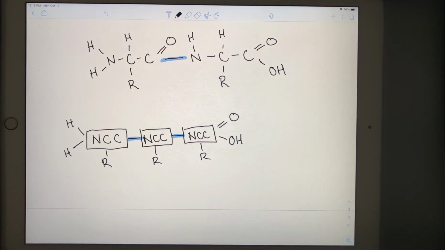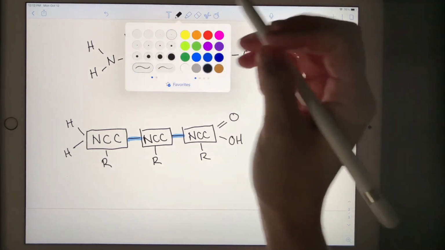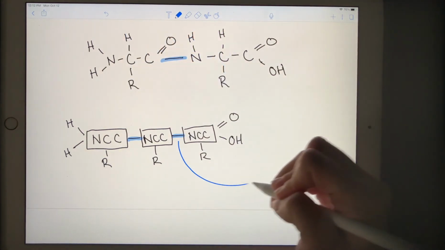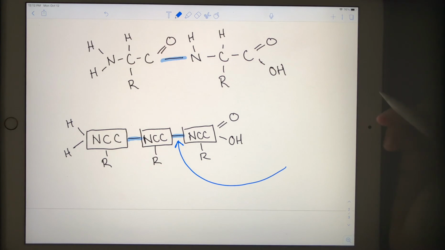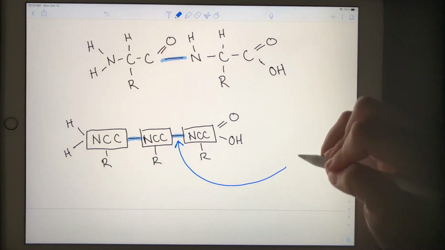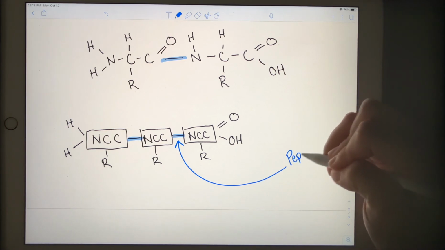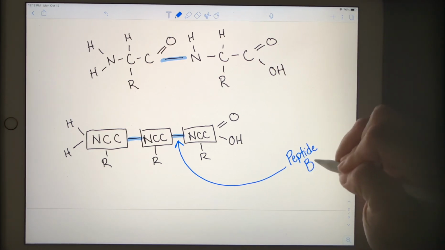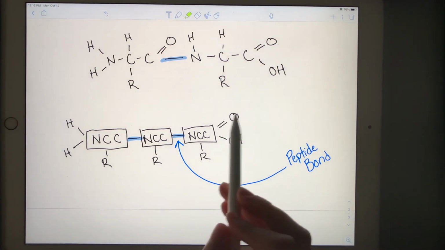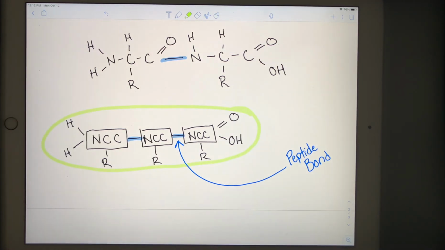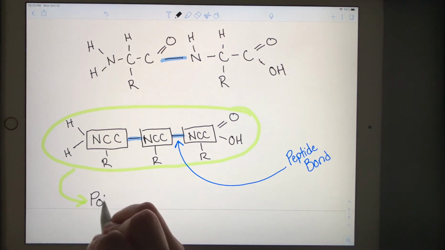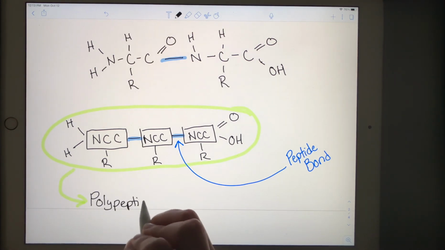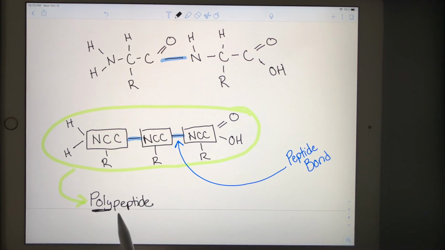But just like nucleic acids, when we had that fancy word for the bonds formed by dehydration synthesis, remember that was the phosphodiester bonds. These bonds also have a fancy name. So when these dehydration synthesis events occur between amino acids, the bond that's left is called a peptide bond. That is because when you have many amino acids connected together like this, it's called a polypeptide, because you have many peptide bonds.